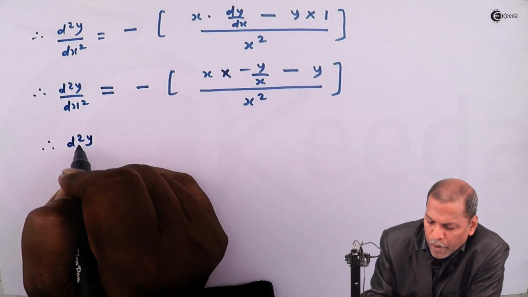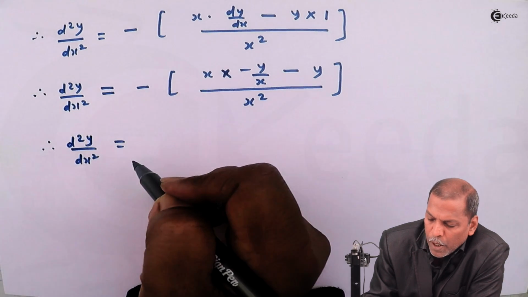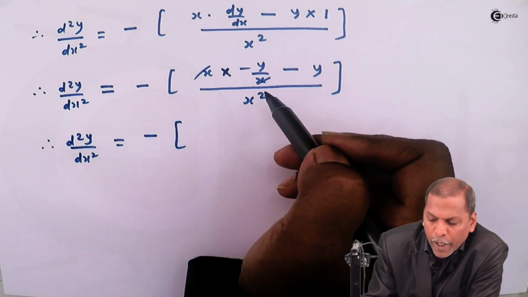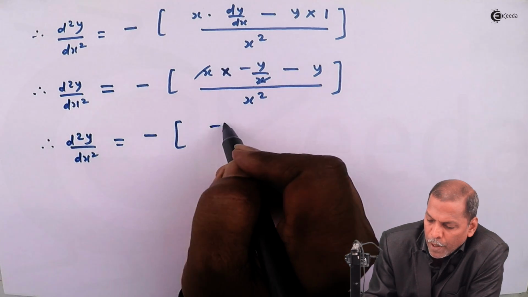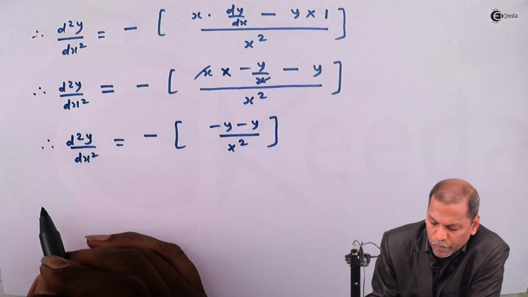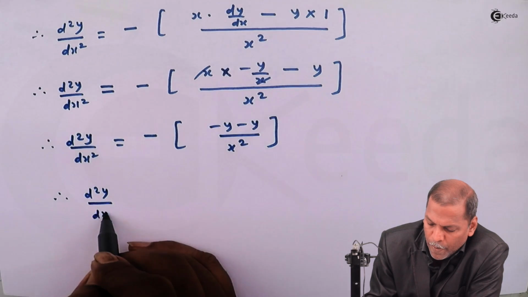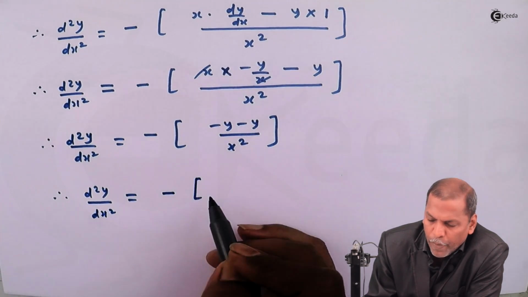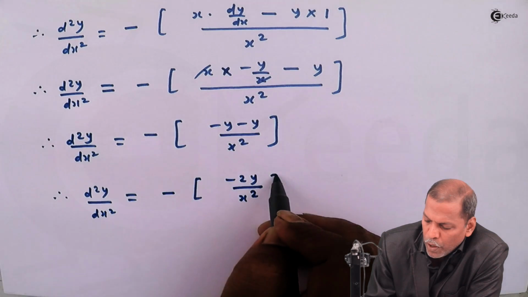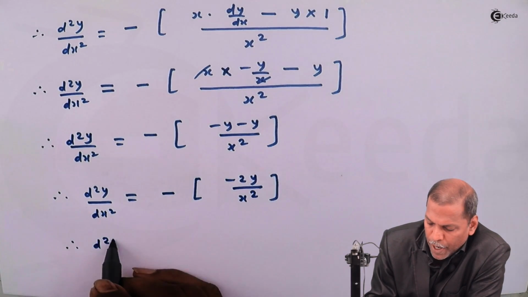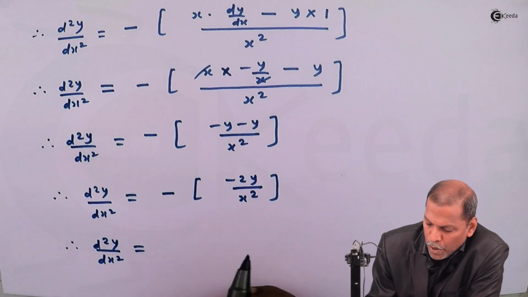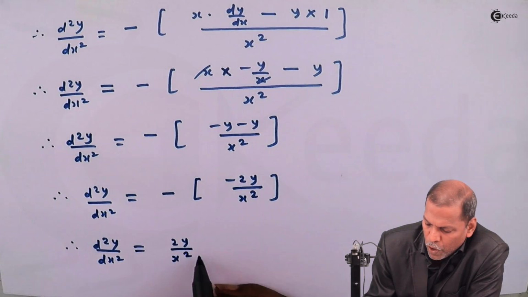The next step will be d2y upon dx square is equal to, we write minus as it is, then inside the bracket we cancel x from numerator and denominator, so we are left with minus y and again minus y, upon x square. So d2y by dx square is equal to minus in bracket, now minus y minus y gives minus 2y upon x square, and finally d2y by dx square is equal to minus minus becomes plus, so we have 2y upon x square.